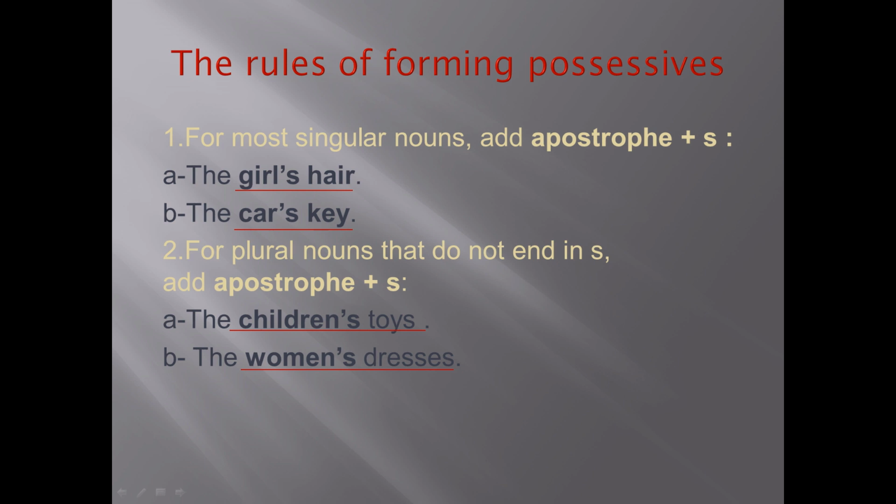Okay? Again, for singular we add it just after the noun before the S on the top. The girl's hair, the car's key, to show that the hair belongs to the girl and the key belongs to the car. And for a plural also the same way. Add it after the plural noun that does not end with S, like children, woman, geese, also man. So only just simply add it after the plural noun before the S. So it will be the children's toys, the women's dresses. It is very easy to show that those toys belong to those children and those dresses belong to the women.